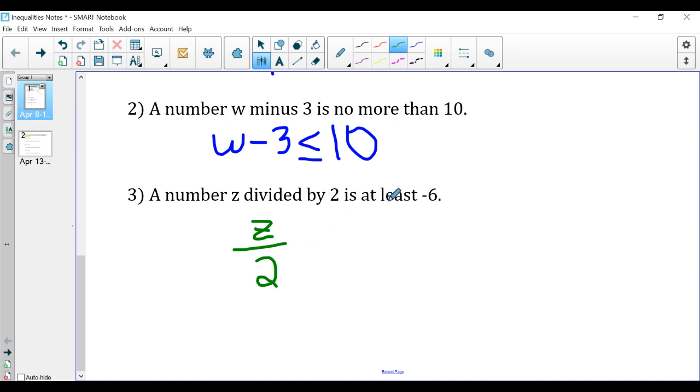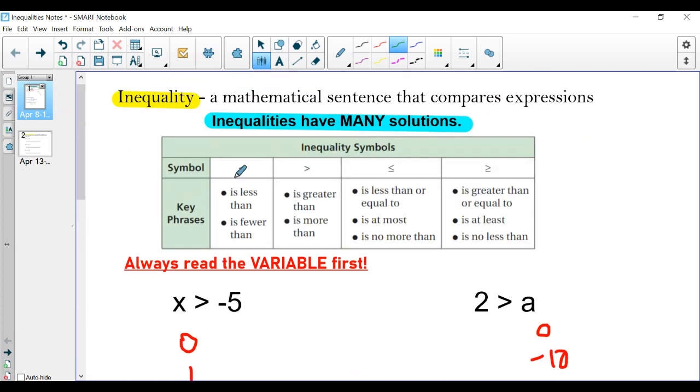Is at least -6. So at least, if I tell you you need to be at least 10 years old to go on this ride at Six Flags, or it's like you have to be at least 4 feet tall, that means you can be 4 feet tall, but you can't be any smaller than that. So you have to be 4 feet tall or bigger. So at least means that's the smallest. So it can be equal to this value, or it has to be bigger. So greater than or equal to -6 would be your symbol there. Okay. So just kind of referencing that, understanding those symbols.